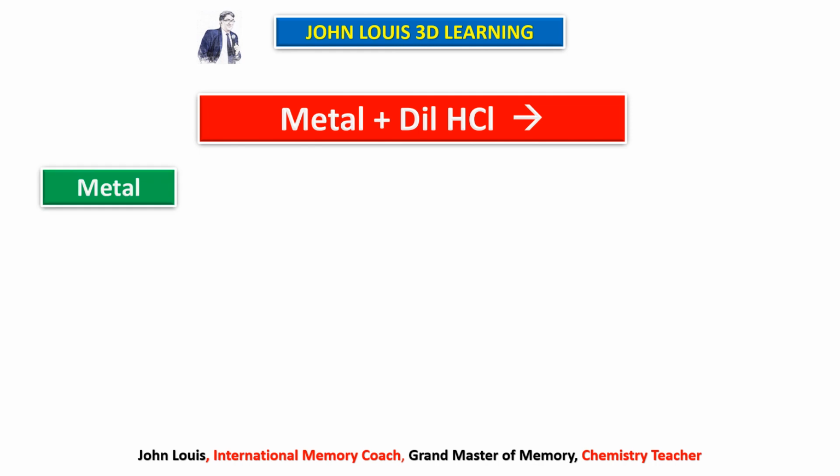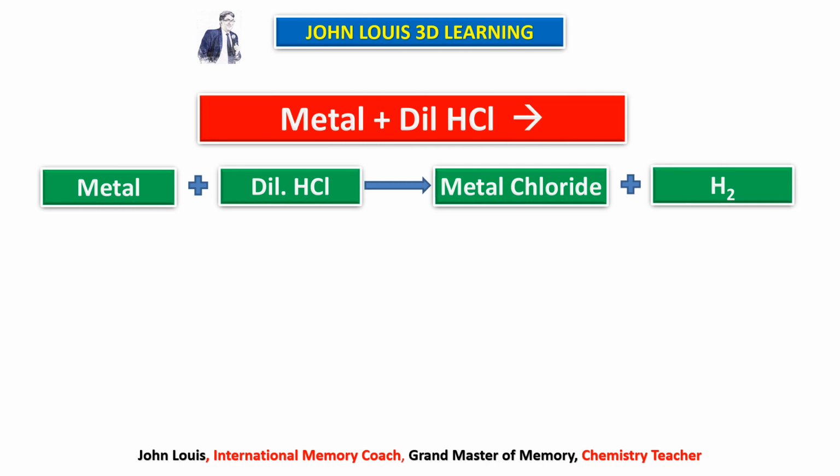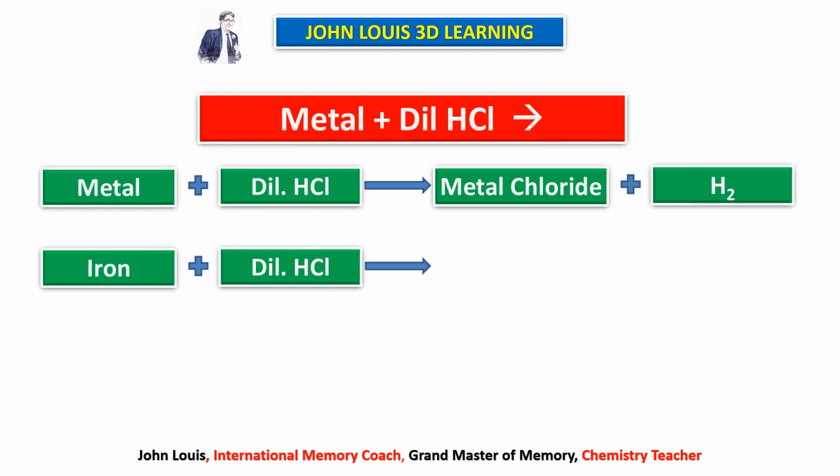Again, metal plus dilute hydrochloric acid. What does the rule say? Metal plus dilute hydrochloric acid gives metal chloride plus hydrogen. Let us take another example: iron. Iron plus dilute hydrochloric acid gives what? Iron has two valencies, 2 and 3. The lower valency is 2, the higher valency is 3. Which valency do we take here? When a metal reacts with dilute acids, the lower valency will be predominant. Therefore here we have to take iron 2 chloride.